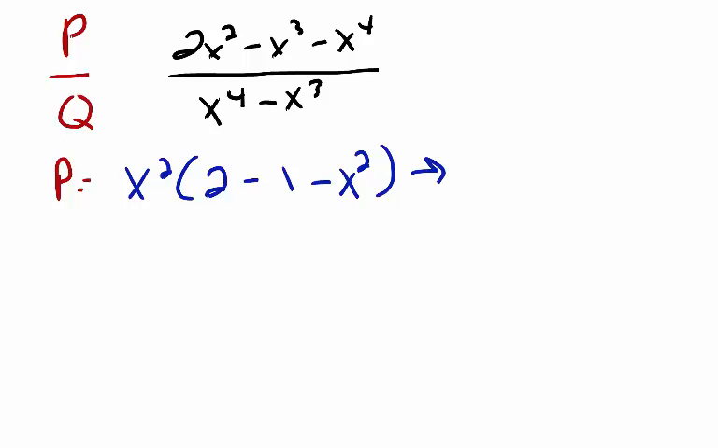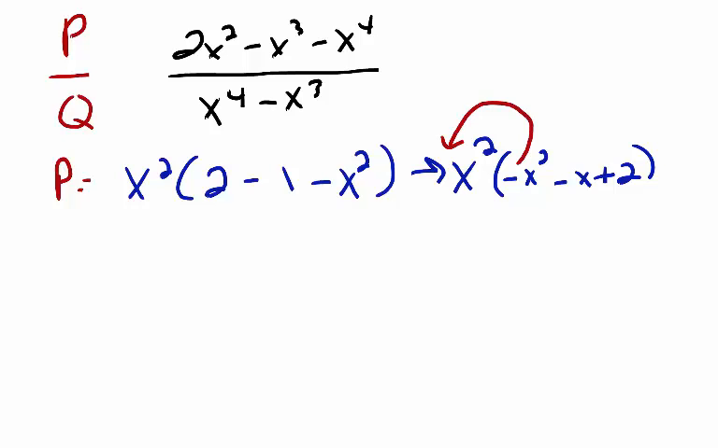Now I can rearrange the terms inside the parentheses. I'll write it as a trinomial in descending order from highest to lowest exponential value. So now I have x squared times negative x squared minus x plus 2. From here, I have a negative lead coefficient. I'm going to bring that negative sign out in front. So I'll have negative x squared times, and essentially by factoring out that negative sign, I'm changing the signs of everything inside the parentheses. So I have x squared plus x minus 2.